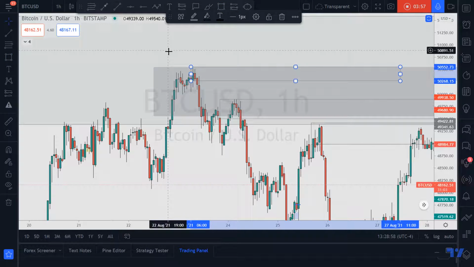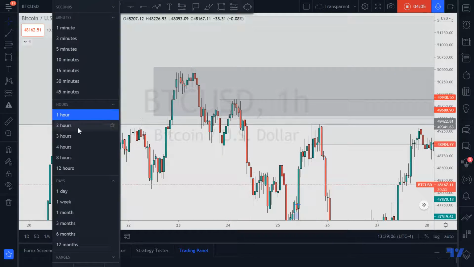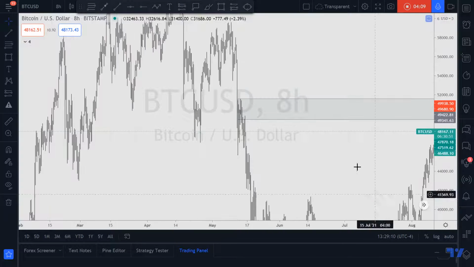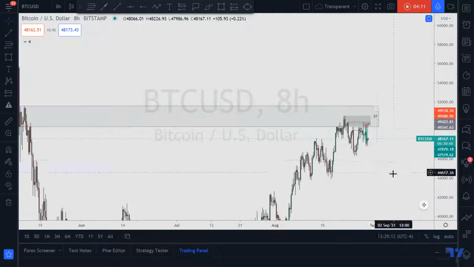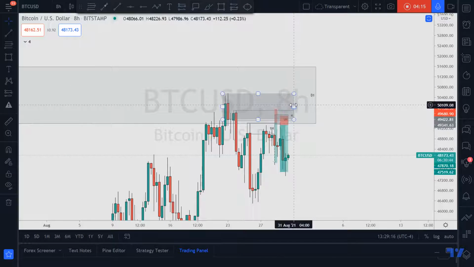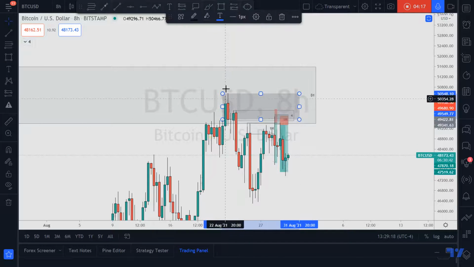This one was formed on the 8 hour. And you want to see price come back. Let me show you that. You want to see price come back and retest those order blocks, because that's what price does. We mark that order block right here on the 8 hour. Got it. And price did come down and come back to retest it.